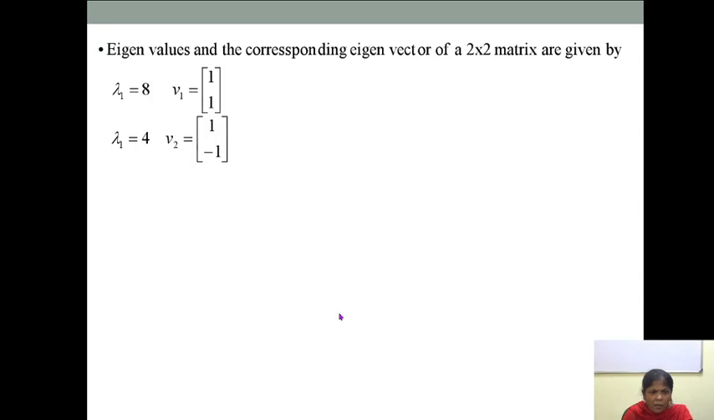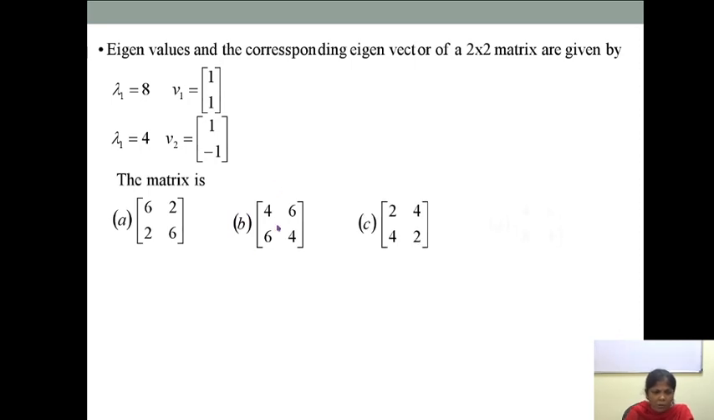Now let us move to the next one. Eigenvalues and an eigenvector of a certain matrix are given. It is the reverse here, brother: the matrix is not given, the eigenvalues and eigenvector are given, right? So we have to find out the matrix. For the first time we need to find out the matrix.